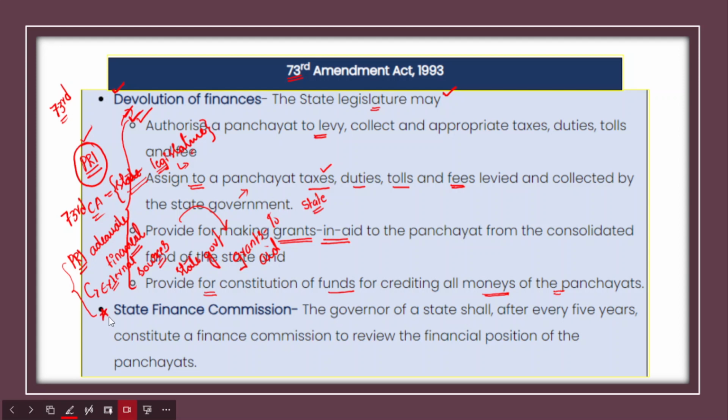Now after that, we should talk about the State Finance Commission also. Article 243I of the Indian Constitution has provided for the State Finance Commission. It says that the governor of a state shall, after every 5 years, constitute a finance commission to review the financial position of the panchayats. Similar to how at the central level the president constitutes a finance commission after every 5 years, at the state level the governor constitutes a finance commission after every 5 years, which reviews the financial position of the Panchayati Raj institutions.